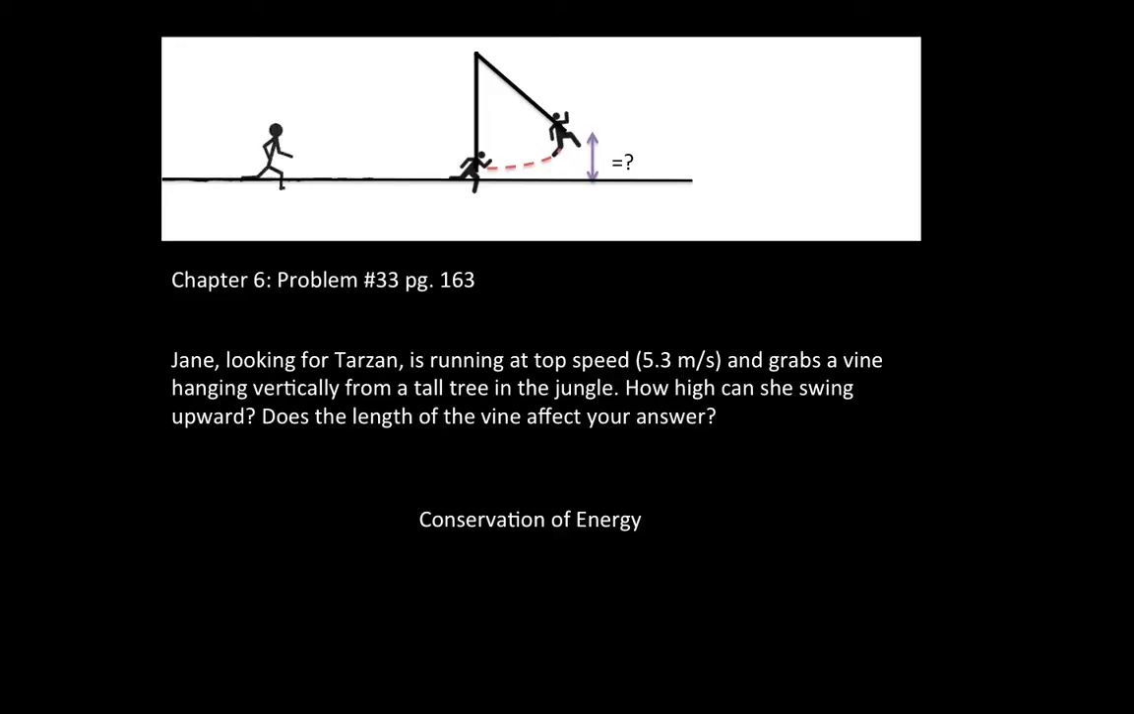The problem reads, Jane, looking for Tarzan, is running at top speed, 5.3 meters per second, and grabs a vine hanging vertically from a tall tree in the jungle. How high can she swing upward? Does the length of the vine affect your answer? So to solve this problem, we're going to be using conservation of energy. So let's begin.